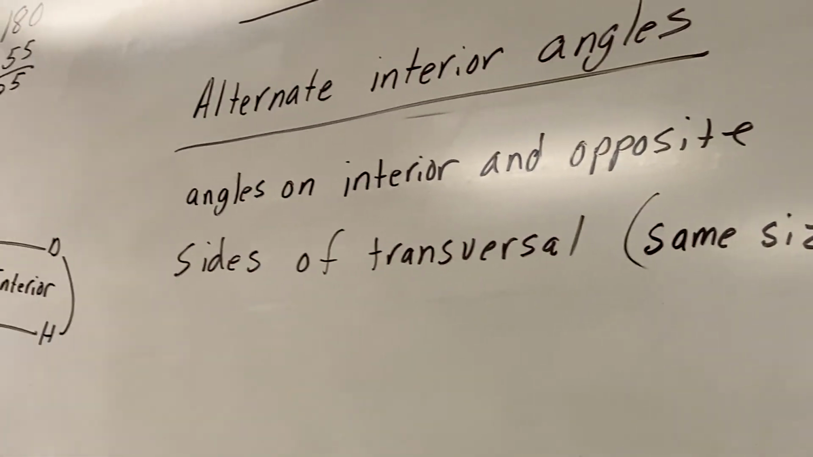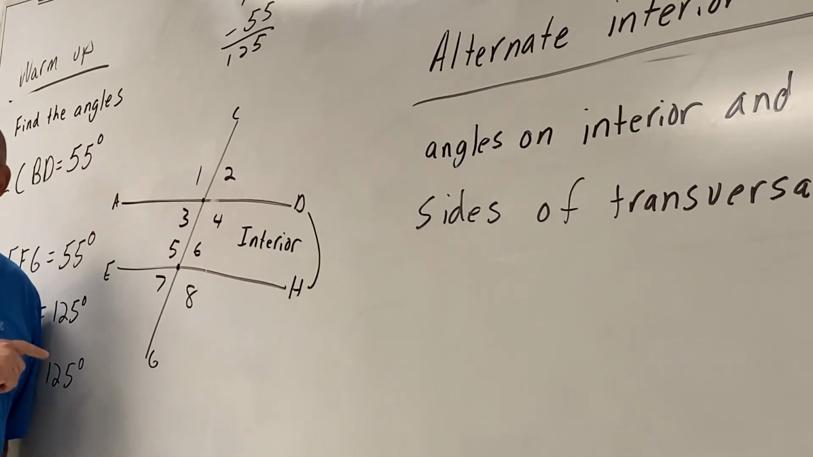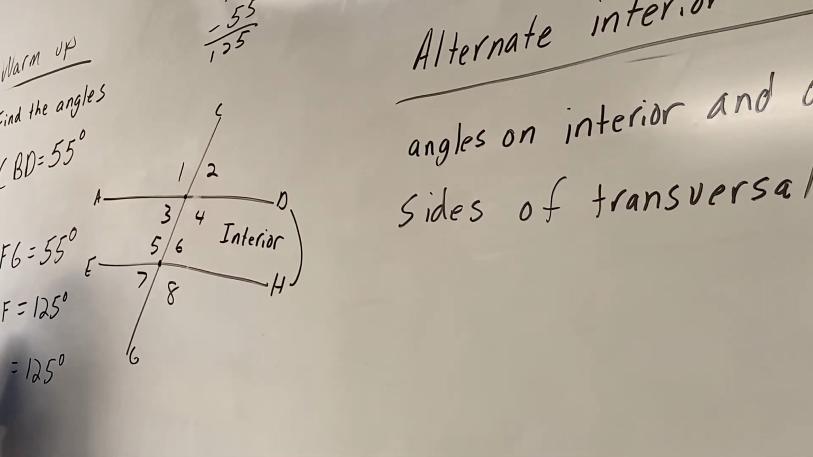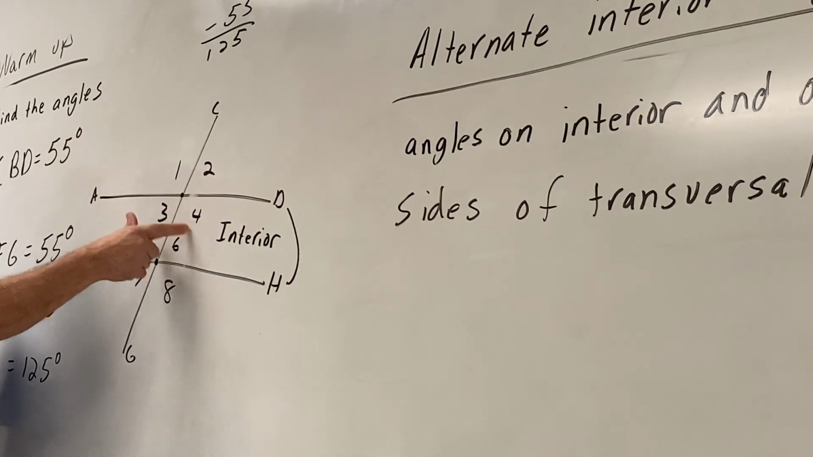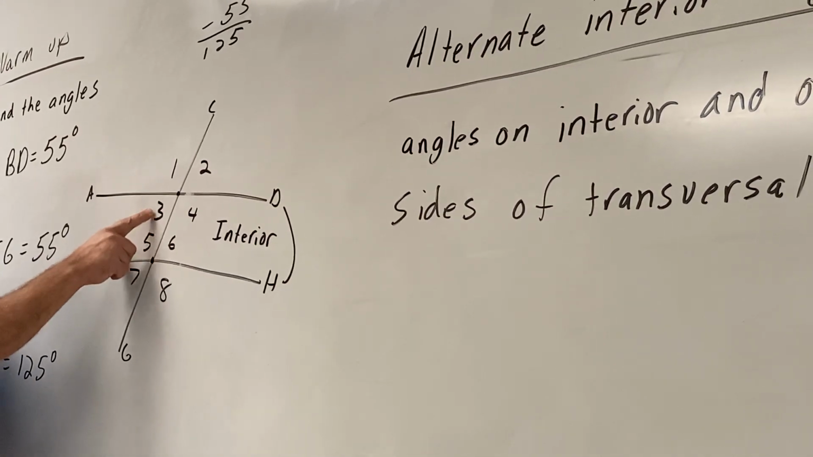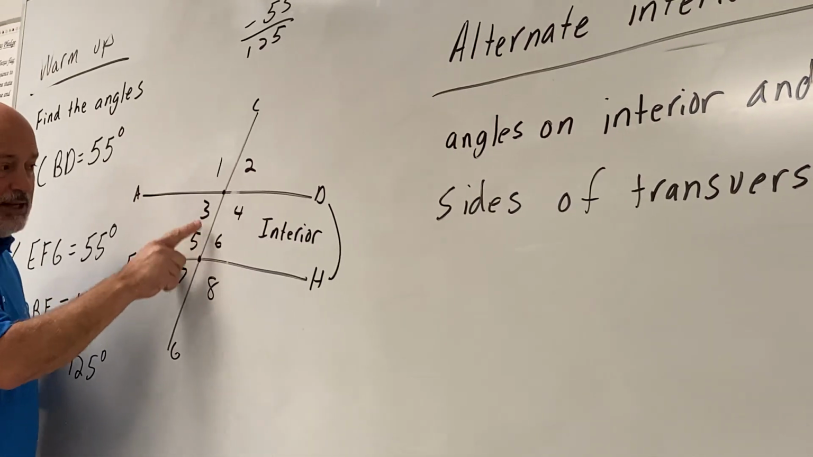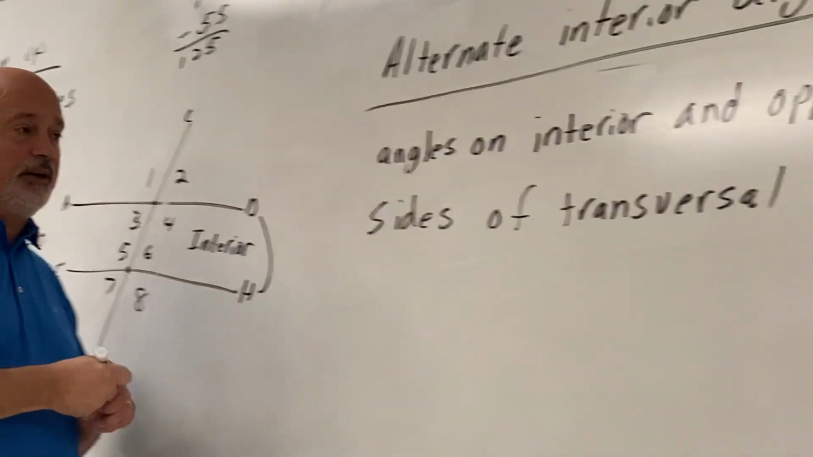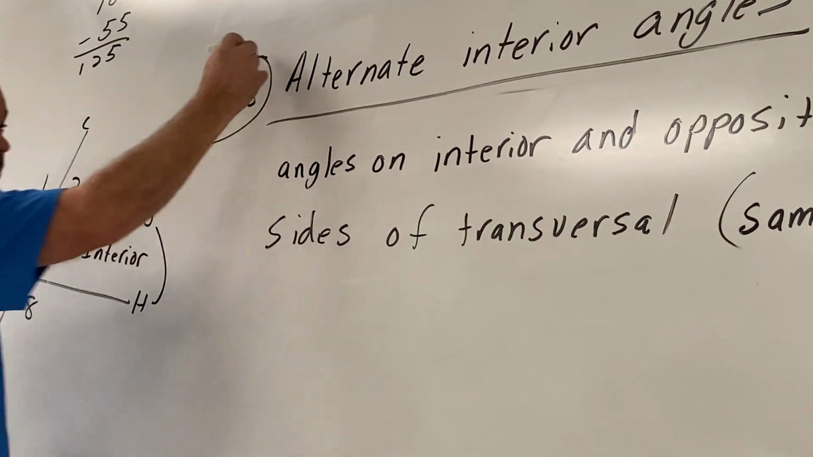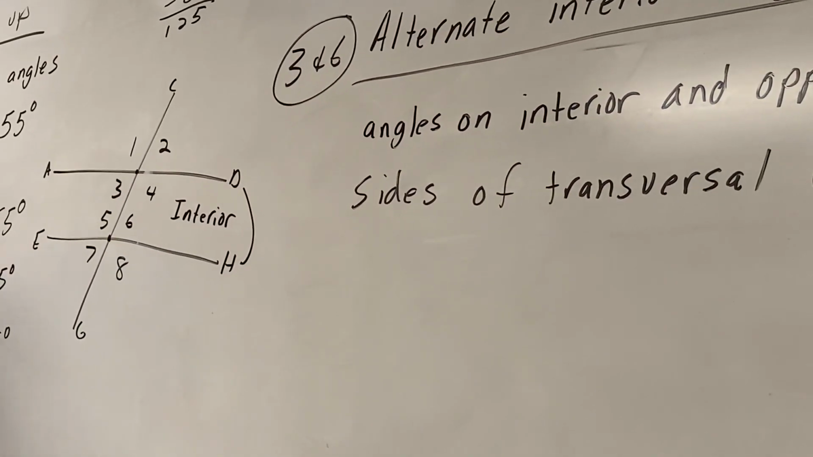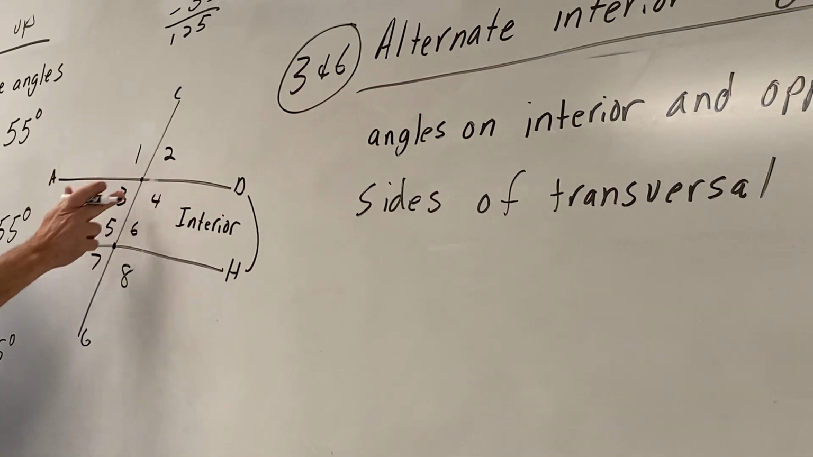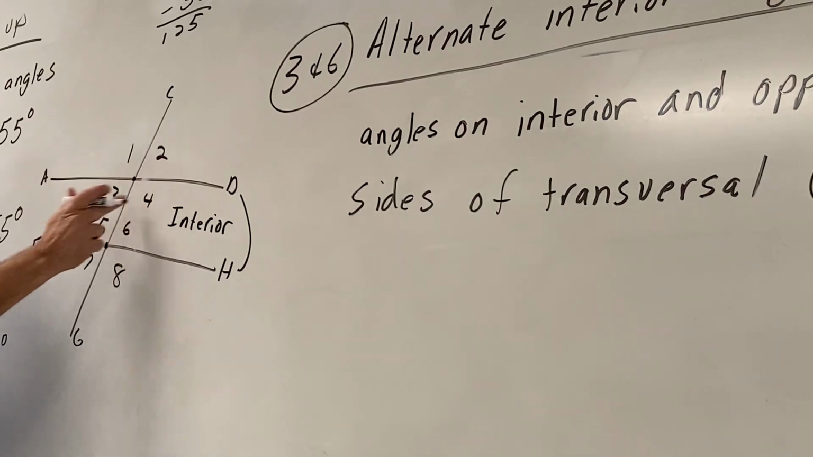So, are 3 and 4 the same size? No. 3 would be the little one, 4 would be the big one. Do y'all agree? So 3 and 6 would be alternate interior angles. 3 and 6. There's another pair. What else would be alternate interior angles? 4 and 5, because they're both the big one. Are you with me? Big, big.